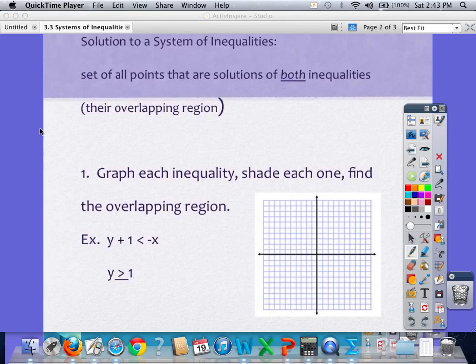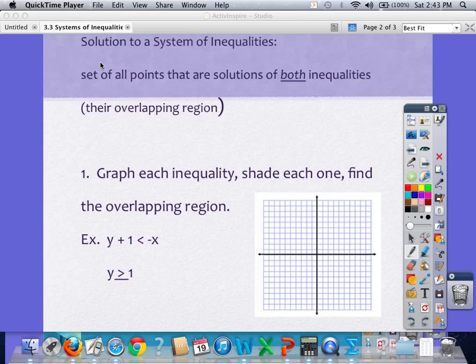A solution to a system of inequalities is the set of all points that are solutions of both inequalities. So they are going to have overlapping regions. When we graph them with the calculator in class, I'll show you how to do that. But you're going to have actual overlapping of area. All the points in those overlapping areas are the answers to your inequality. So what you're going to want to do is graph each inequality, shade each one according to what it says, and then find the overlapping region.